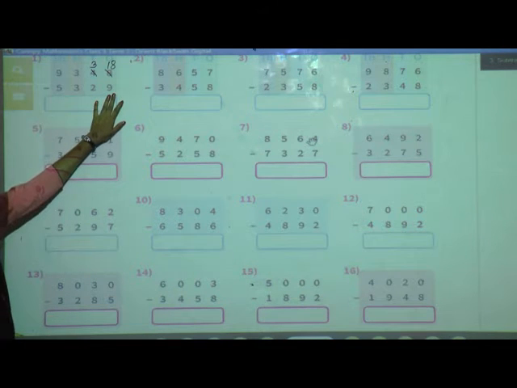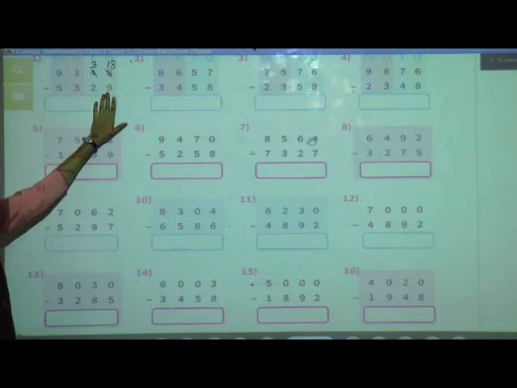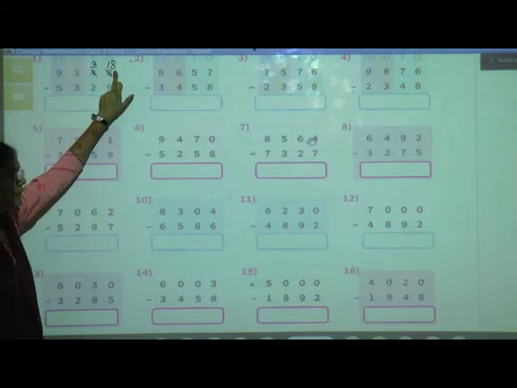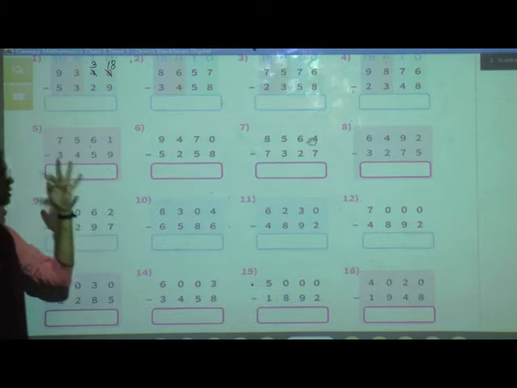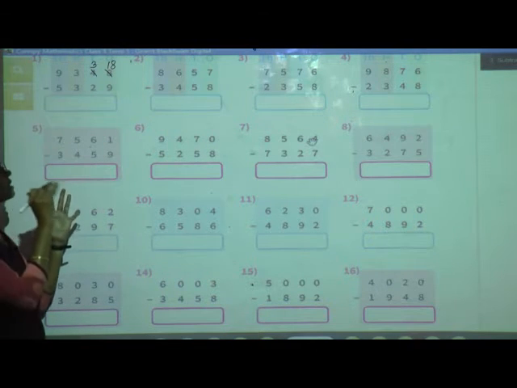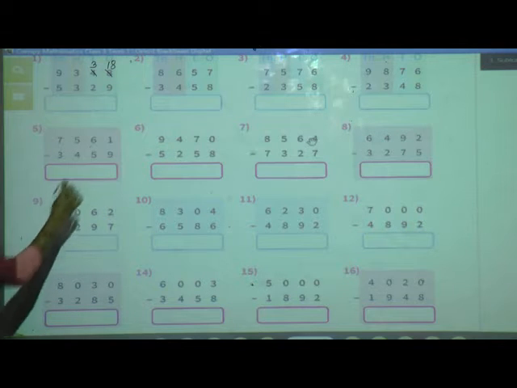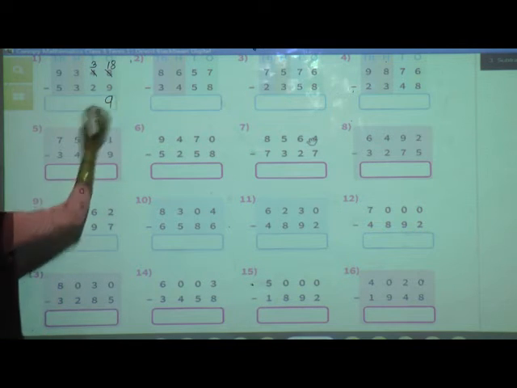Now which one is the smaller number? 9 is the smaller number. So after 9 you have to count your fingers till 18. So count your fingers after 9. 10, 11, 12, 13, 14, 15, 16, 17, 18. So 18 minus 9, 9.